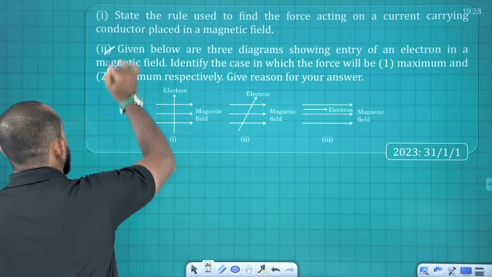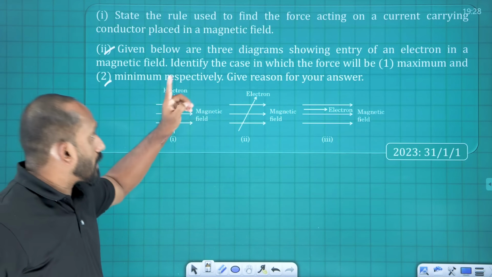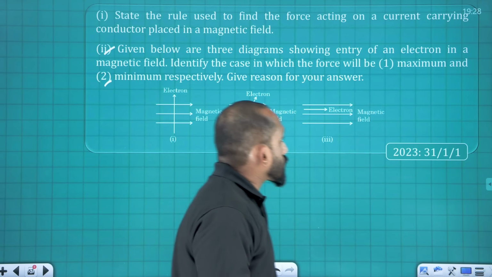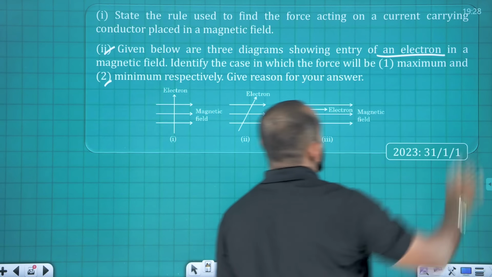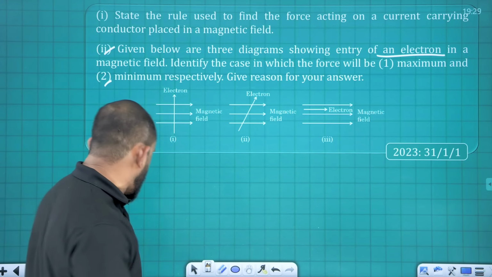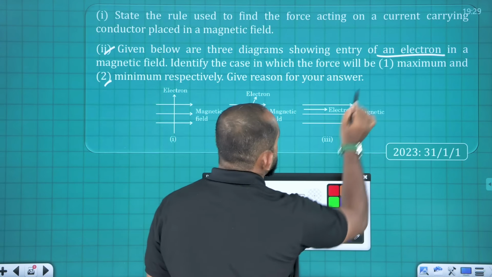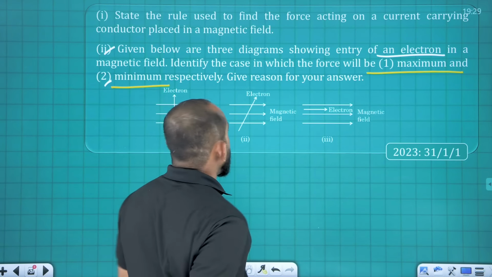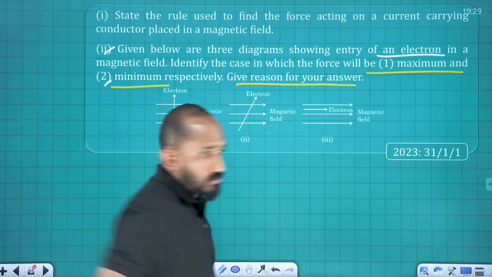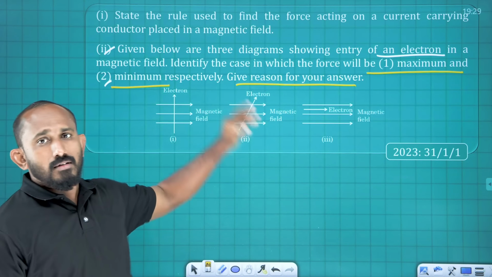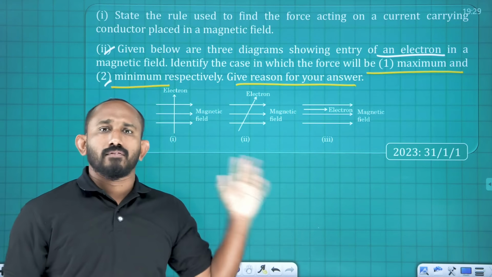See here what two parts are there. Given below are three diagrams showing entry of an electron in a magnetic field. Identify the case in which the force is maximum and minimum respectively. Give reason for your answers. So it's a 3-mark question. Very well you have to answer it. First 2 marks getting. So here reason also you give, and which is maximum.